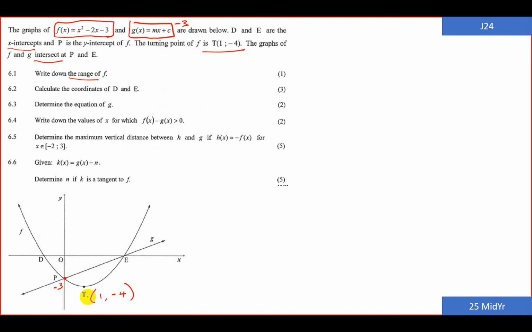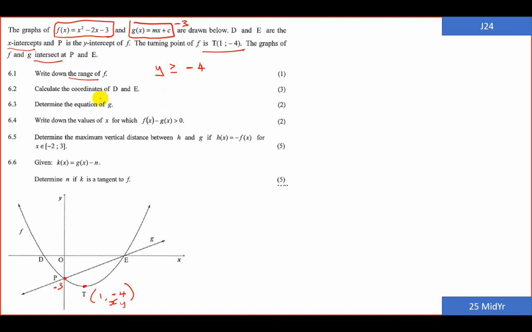Now we know in any parabola question, the range, in this case because it is a smiling face, would be y greater than or equal to the y value of the turning point, which in this case is minus 4. So there's our first answer, y greater than or equal to minus 4.